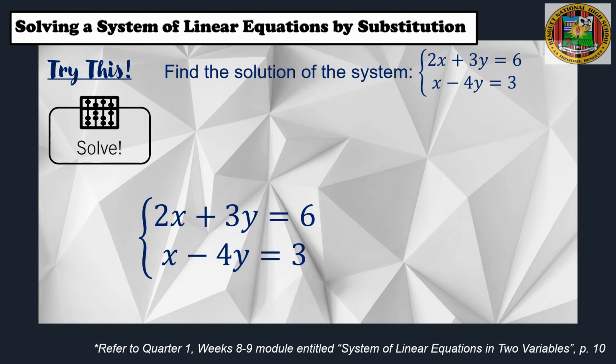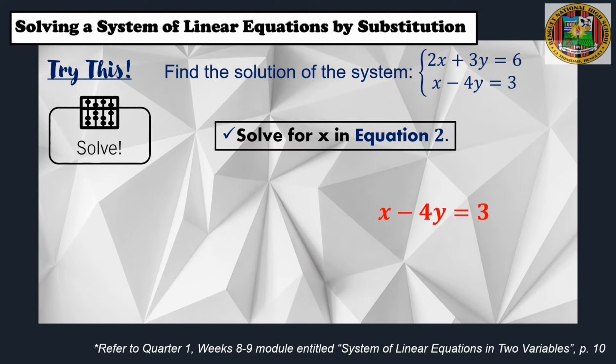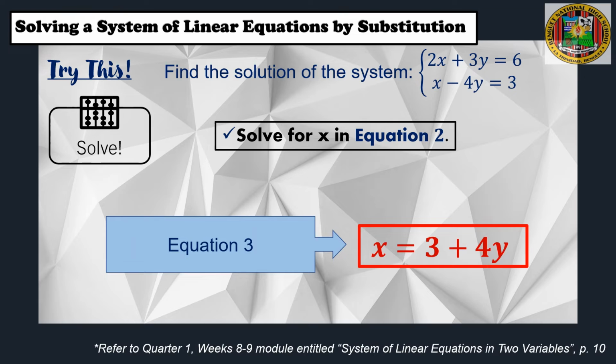We saw that equation 2 has x which has a coefficient of 1. So we use equation 2 to solve for the temporary value of x. Thus, we take a closer look at equation 2. To isolate x on one side of the equation, we need to transfer negative 4y to the other side of the equation. This results to x equal to 3 plus 4y, which we will name as equation 3.